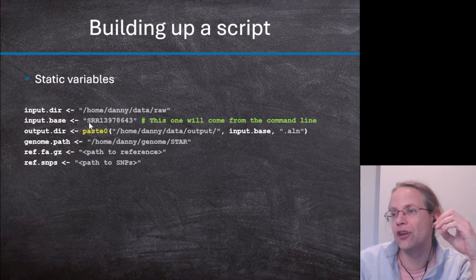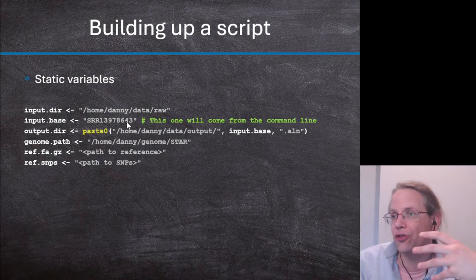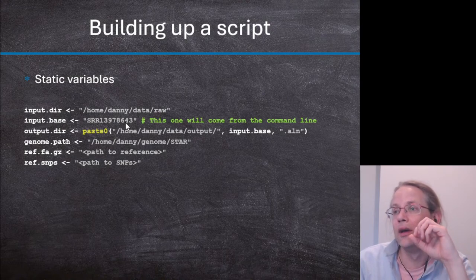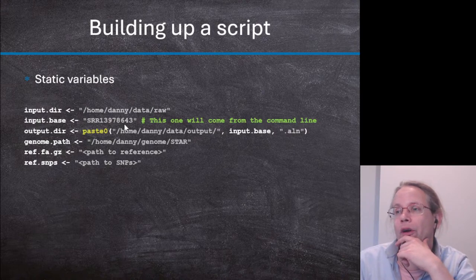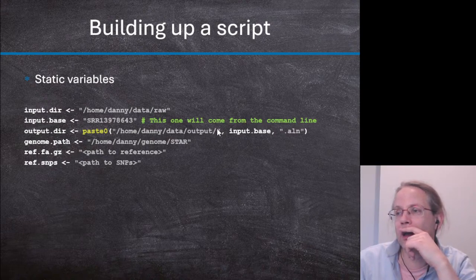So this thing is fixed because we are building up a test script, but it's going to be variable and it's going to come from the command line, so from outside of R, and this will be the name of the data set we are going to download. All of the output files that we're going to create are going to go into home/deni/data, then output, and then slash the input base, so the name of the FASTQ data set that I downloaded, and then .aln.